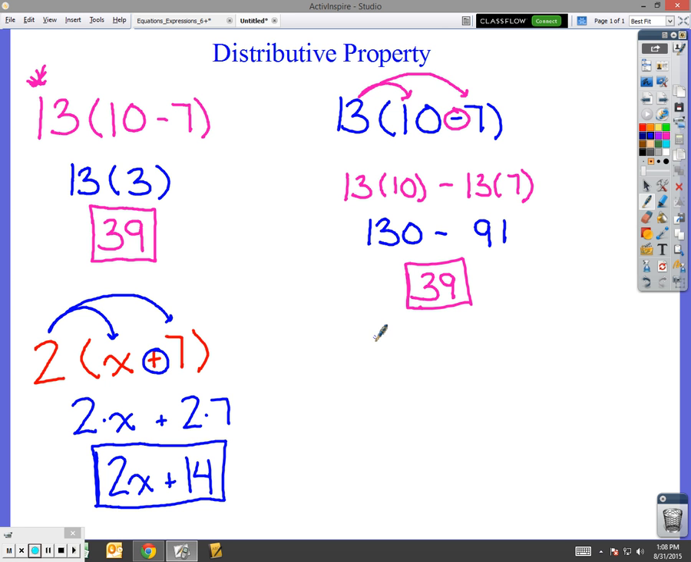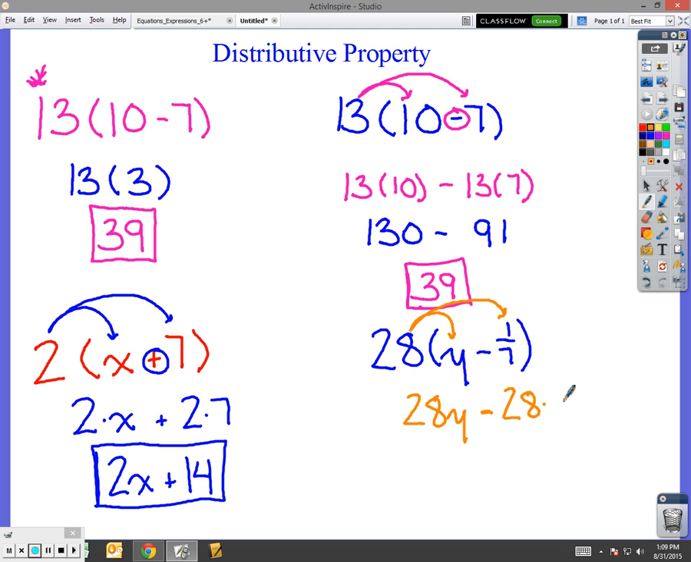What if I had something like this? 28 times y minus 1/7. Ugh, fractions. Again, I look inside the parentheses. y minus 1/7. These are not like terms. I cannot combine them. But what I can do is distribute this 28 and multiply it by each term inside the parentheses. So now I have 28 times y, which is 28y, minus, now let's see how we're going to do this.